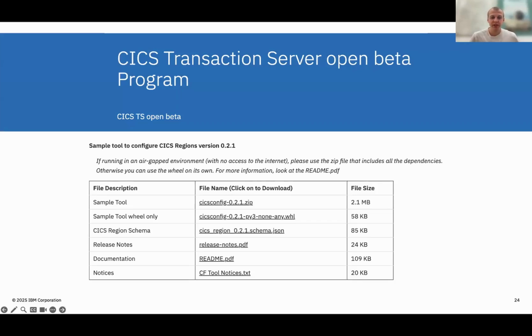Okay, so if you are interested in trying out this tool for yourself, it's available right now on the CICS TS Open Beta website. I think there's a link on the next slide, but if you just Google CICS TS Open Beta, you'll find it pretty easily. If you sign up for that, you can get access to this tool right now. Here we've got the PyWheel that you can install, or the zip, and the schema that Sam showed, as well as a README documentation, which gives you all you need to get started in terms of how to install and set up the tool and how to run it for the first time.